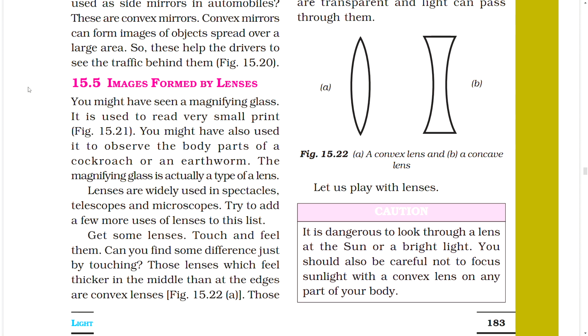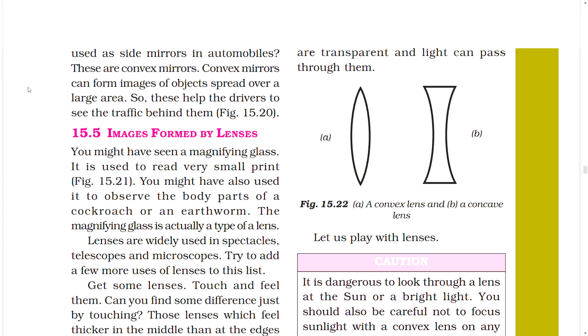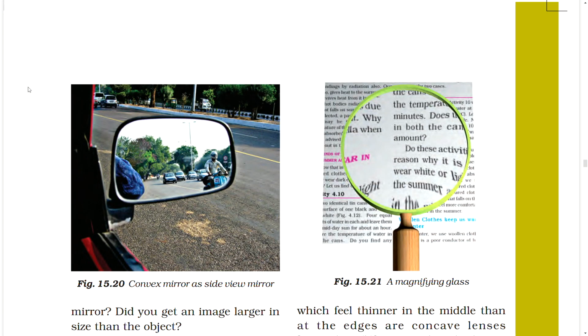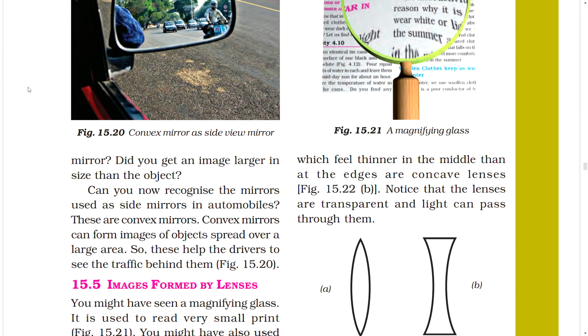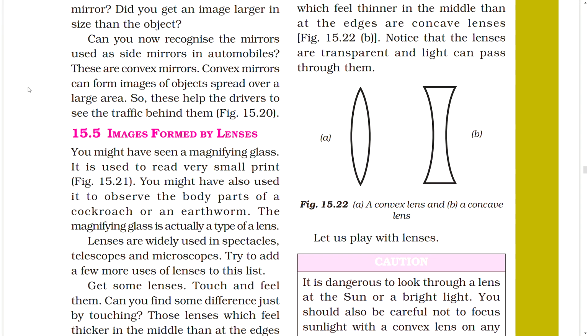Get some lenses, touch and feel them. Can you find some difference just by touching? Those lenses which feel thicker in the middle than at the edges are convex lenses. Figure A, a magnifying glass. Those which feel thinner in the middle than at the edges are concave lenses. Figure B. Notice that the lenses are transparent and light can pass through them. Figure: A, a convex lens, and B, a concave lens.